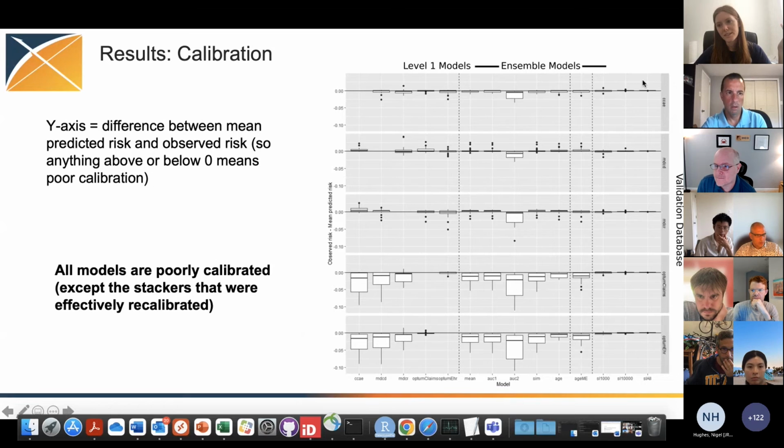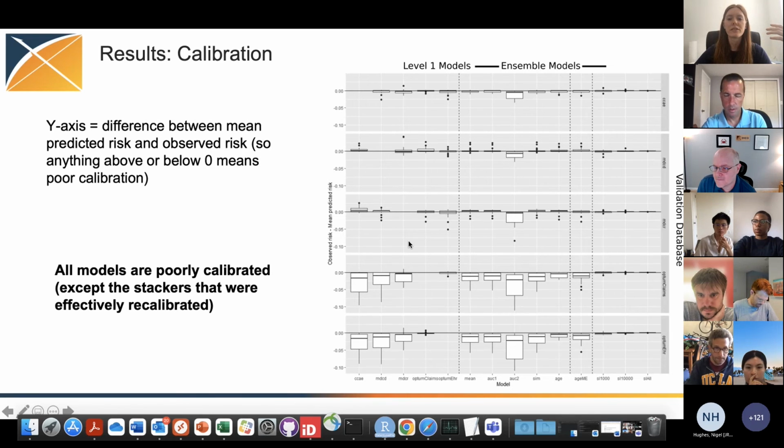The only one where the calibration was good is this stacker. But this column is a stacker that uses all the data in the holdout data, so it's refitting, it's recalibrated. It's got an unfair advantage, so I would ignore that. That's not a fair comparison here. If we look at the others that are non-stackers, all the models are miscalibrated. This really just highlights what we've seen all along. Calibration is an issue. Whenever you apply a model to a new database, you really have this issue with calibration. It's just not doing well. It can rank people correctly, but the actual risks that it's telling you are not good.